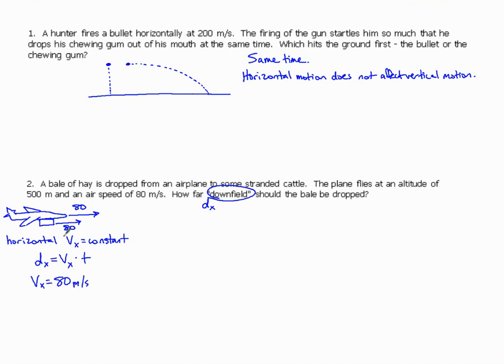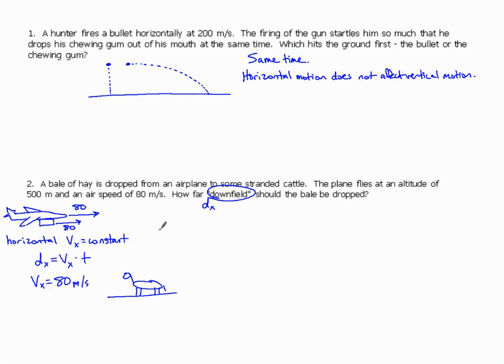So here's our airplane. Somewhere down here is the cattle. This is physics, not art class. Here's the cow. So what we want to do is drop this bale of hay so that as it falls, it's also moving horizontally, and it's going to follow a curved path and hopefully land somewhere near the cow without actually hitting the cow.